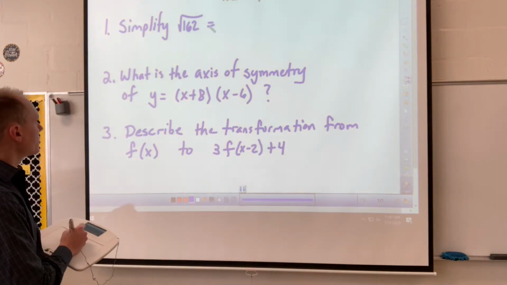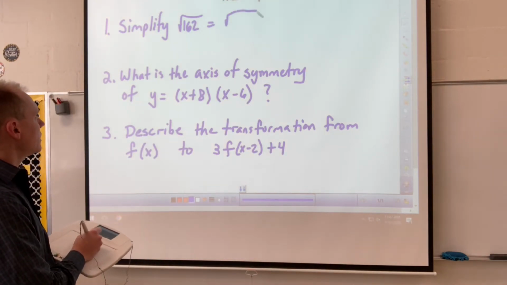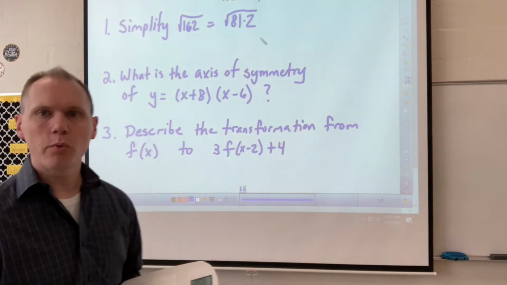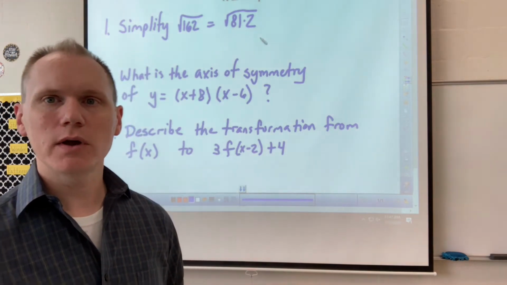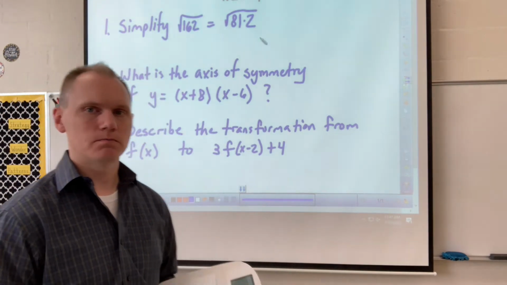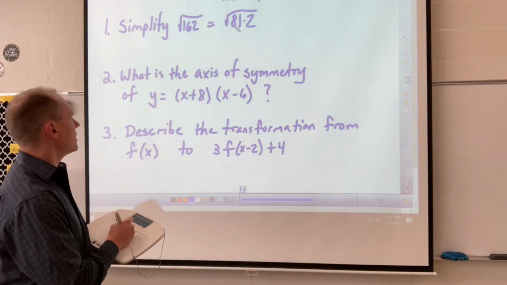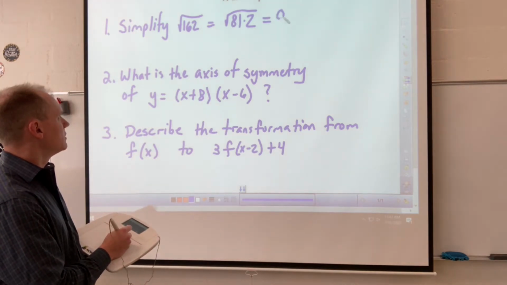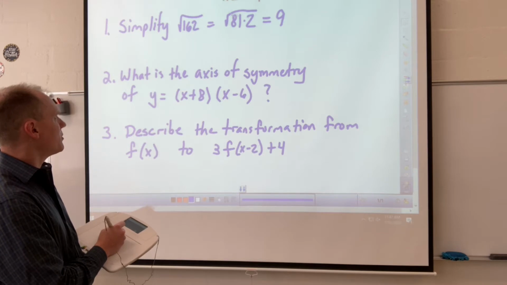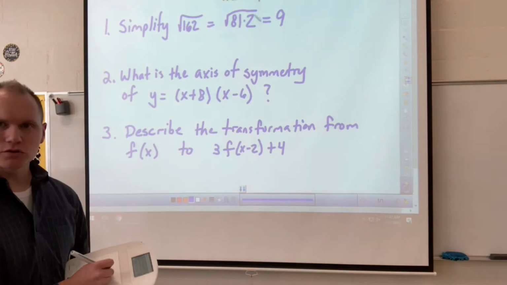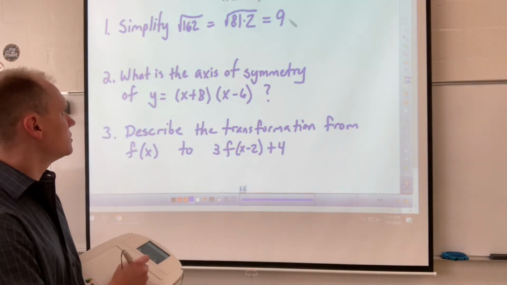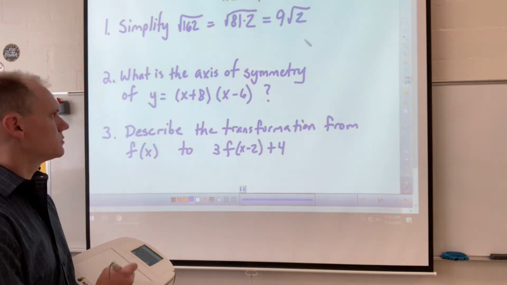So if you know your perfect squares, you might think that, let's see, 162, that's 81 times 2. And the whole point of doing that is so that we can actually evaluate the perfect square part. So in this case, square root of 81 is 9. So we can evaluate that part of it. We cannot evaluate the 2 part because 2 is not a perfect square. So square root of 2 is going to stay as the square root of 2.